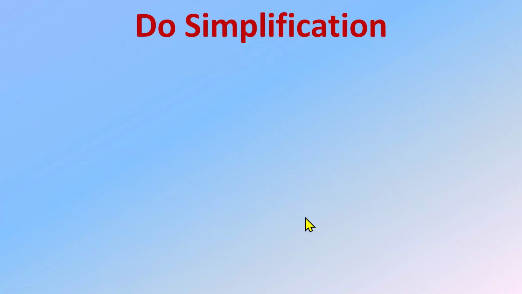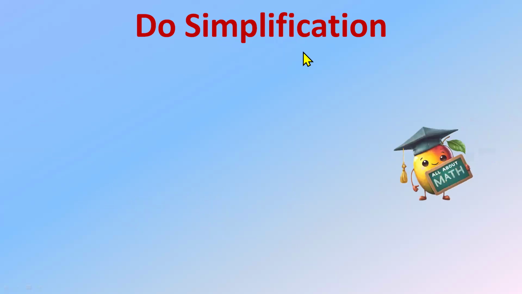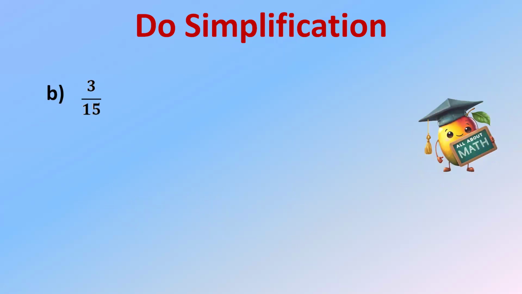Okay, let's see the other question. You can get a question like do simplification. So for that, the B part is 3 by 15 divided by 2 by 35. Now again, the question is exactly the same. The steps will also be the same. Keep, change, flip.